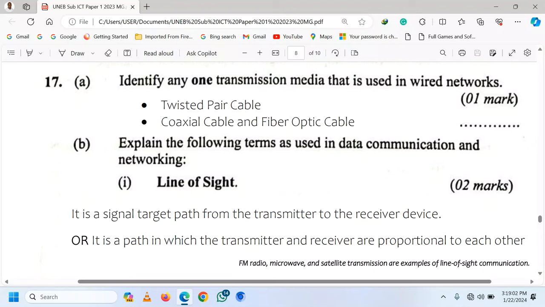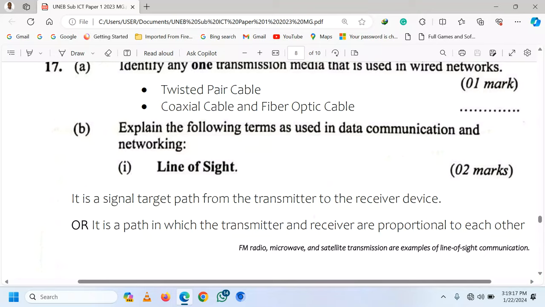More to that, here we are asked to identify any one transmission media that is used in wired networks. You can mention twisted pair cable, coaxial cable, or optic fiber cable.